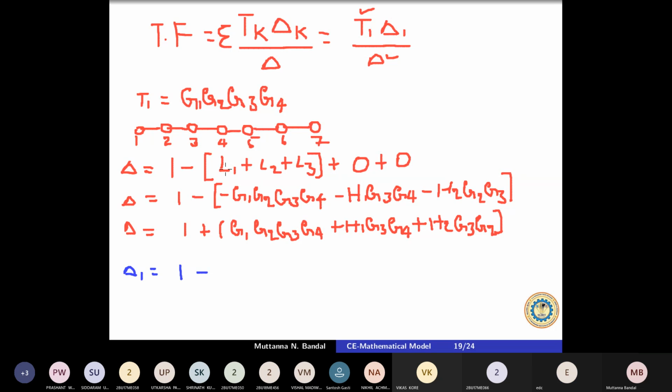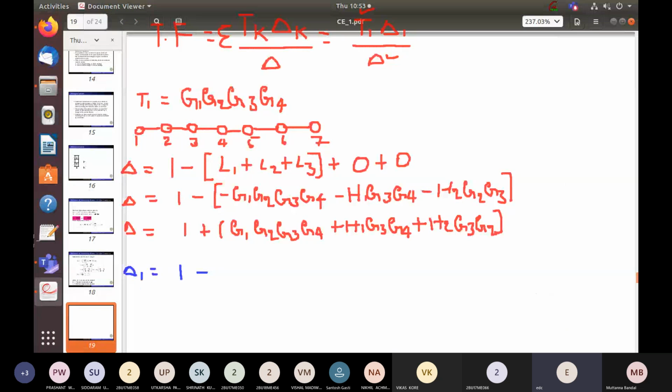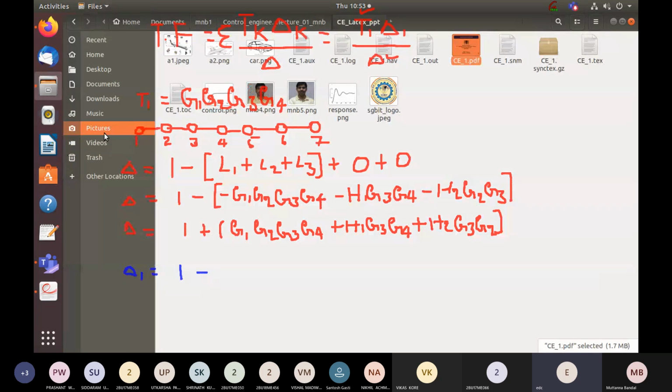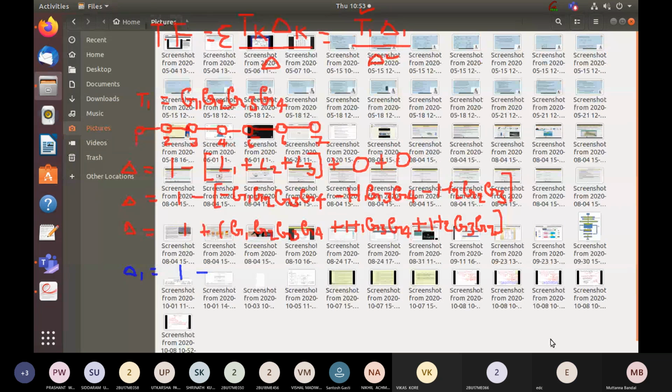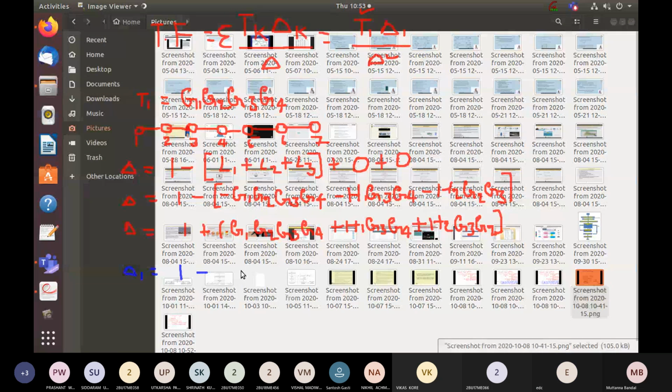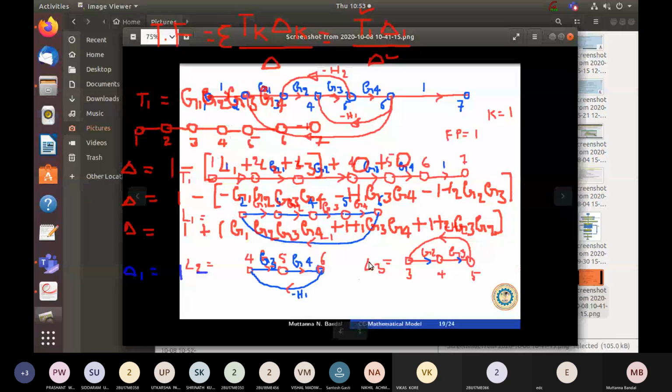Hello? Sir, not getting, sir. Okay, one second. So you have to refer to this diagram. It will be overlap. I have to remove this.